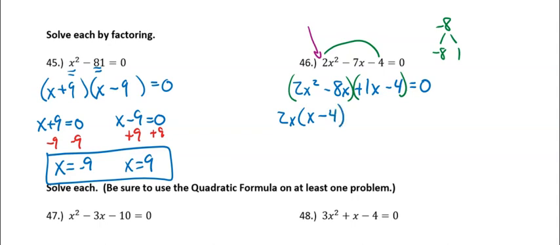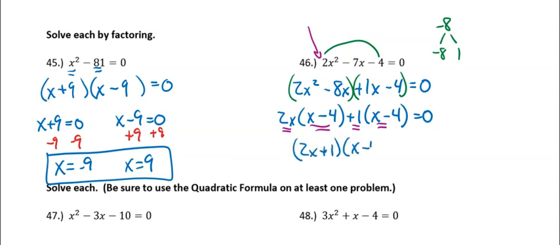Out of the second group, and with factoring by grouping, you have to factor something out, even if it's just a 1. I can factor out a positive 1. That leaves me with an x minus 4. And now the goal of factoring by grouping, I need to get the same thing in each of these parentheses. And I have that. So my 2 factors are the thing that's outside, the 2x plus 1, times the thing that's inside, the x minus 4.